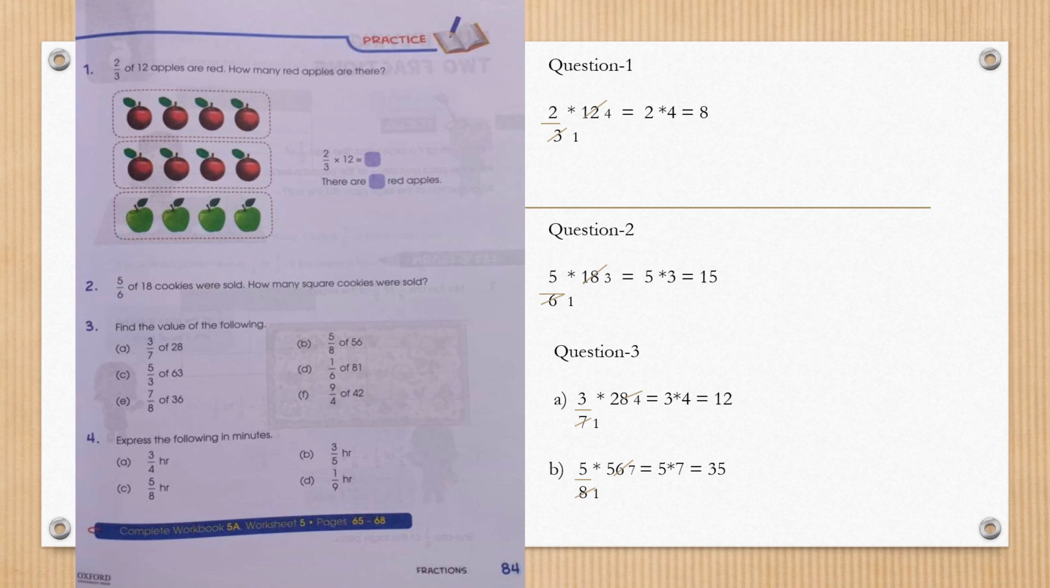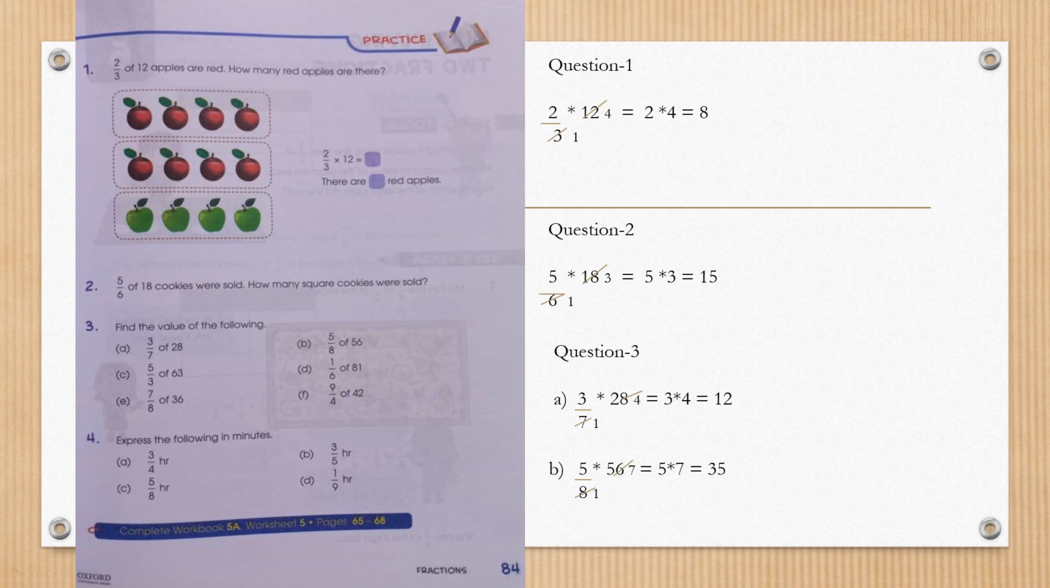Now in question 2, we have 5/6 of 18 cookies were sold. How many cookies were sold? Again, we have to multiply 5/6 with 18, and in order to do that, we write it as 5 divided by 6 multiplied by 18, so we can cancel out 18 by 6, and 6 into 1 is 6, and 6 into 3 is 18. So now we have 5 into 3, which is equivalent to 15, and this is our answer.